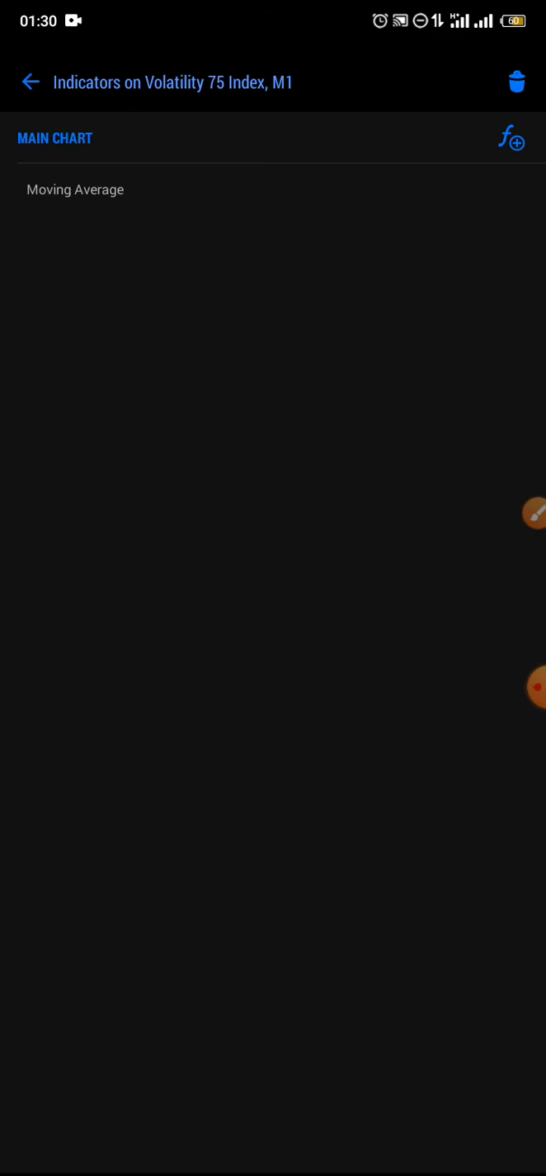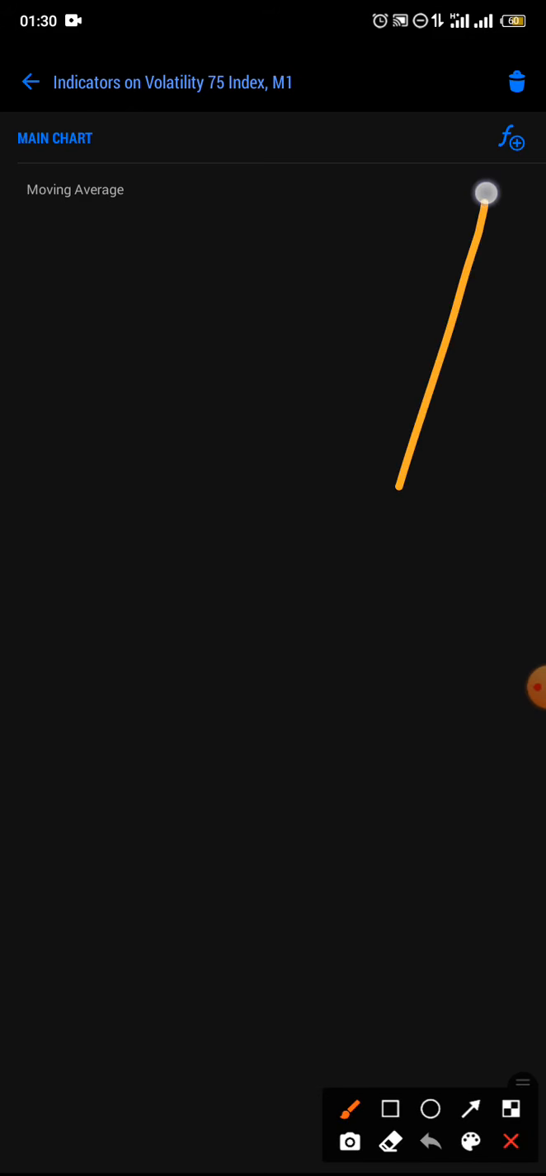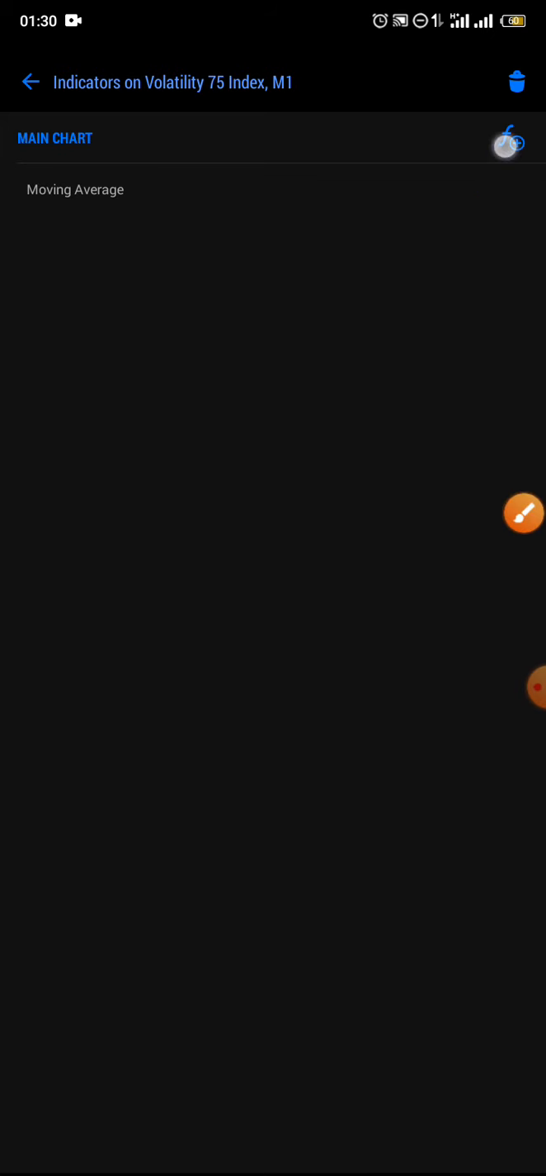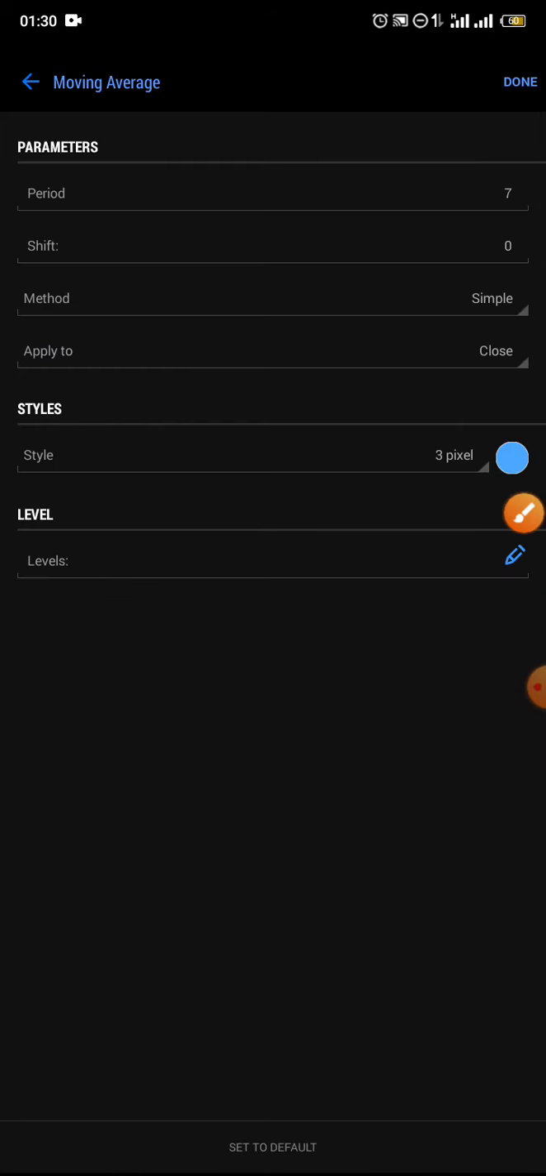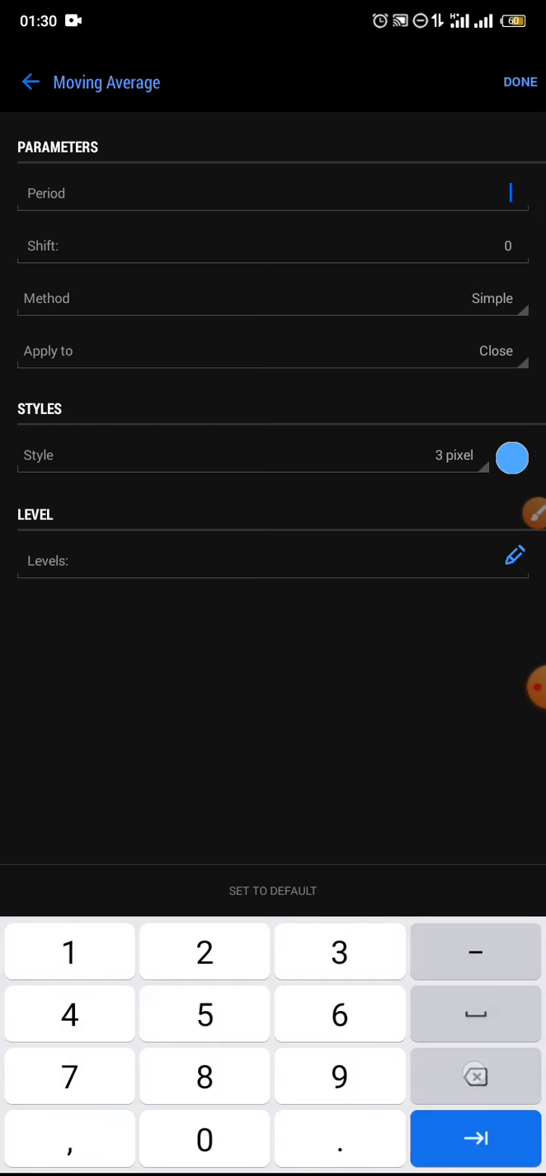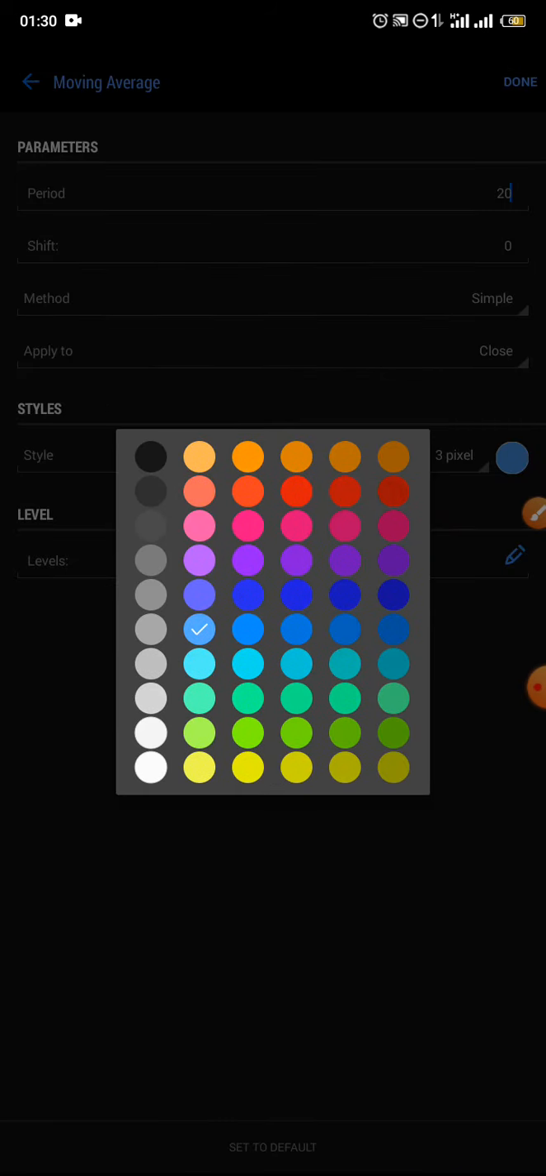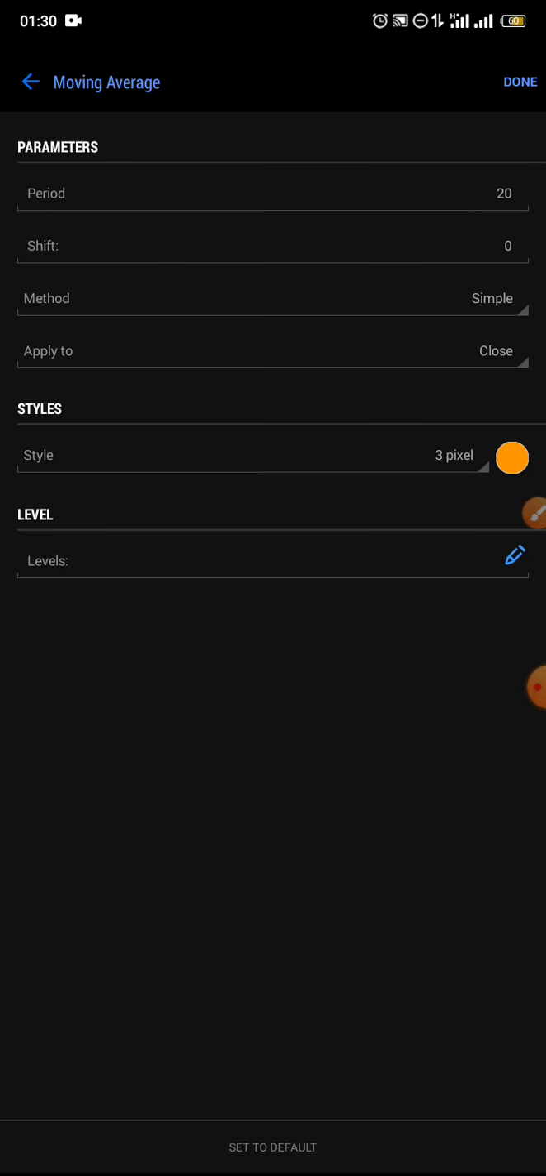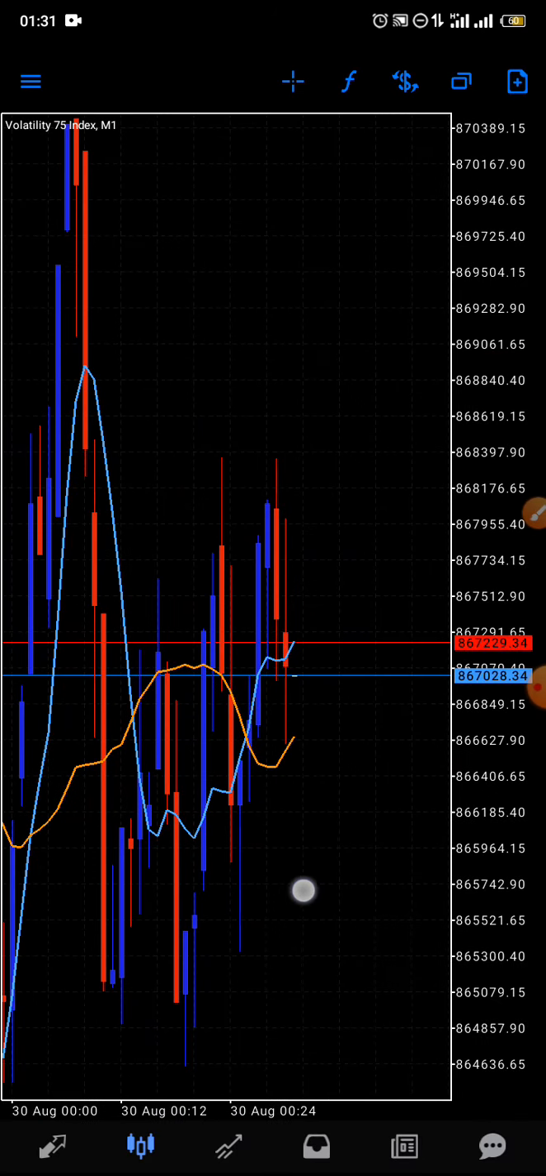Then for the second one, click on the plus sign again, then click on moving averages. Then I just set my period to 20, and I just change my color. So let me use this, then done. So basically those are the two indicators needed.